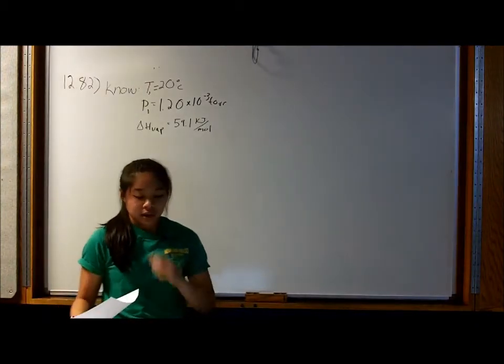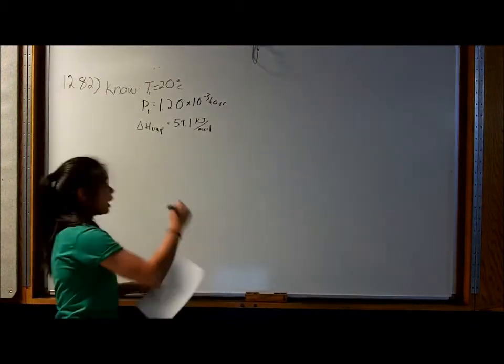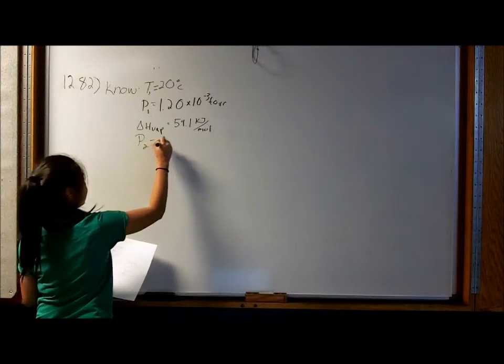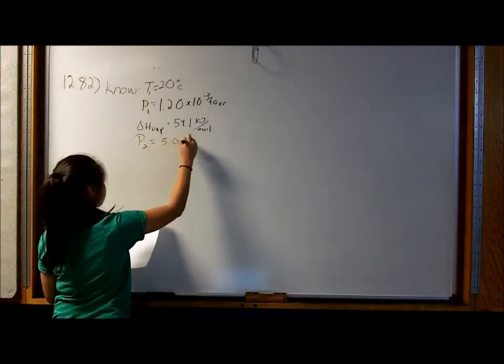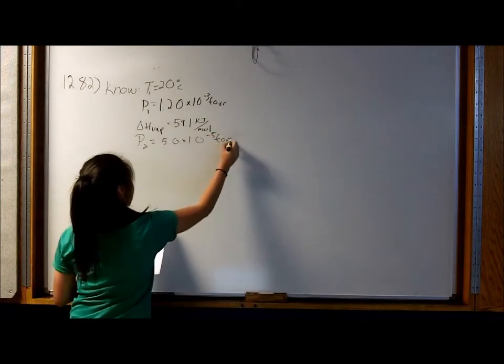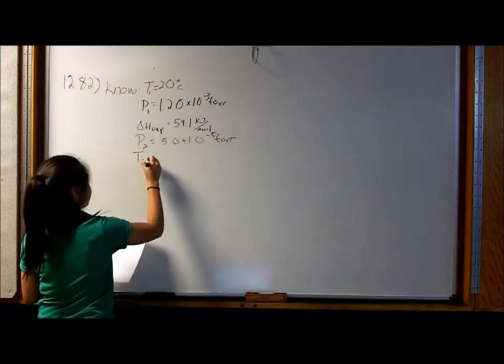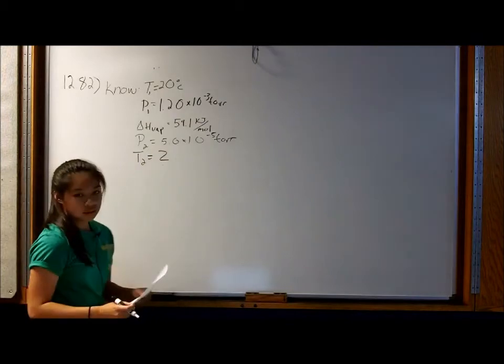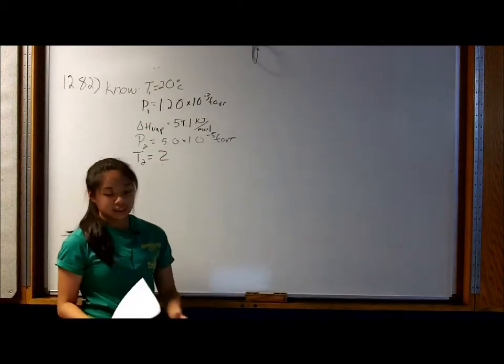And then at the end, they want you to find the temperature of the vapor pressure of mercury at 5 point, so then your P2 would be 5.0 multiplied by 10 to negative fifth torr. And they want you to find your T2 for this. So your T2 is the question, is what you want to find at the end of this problem.